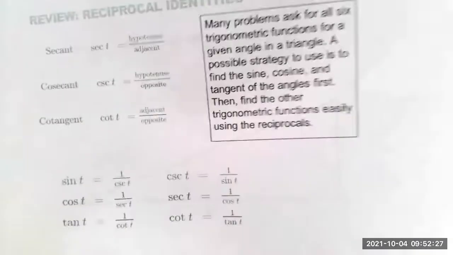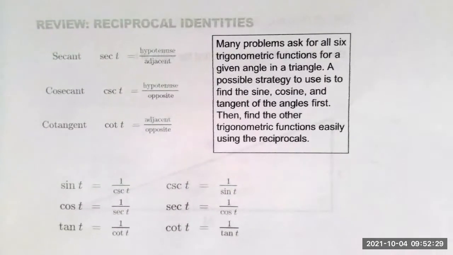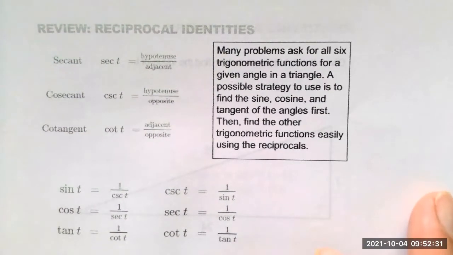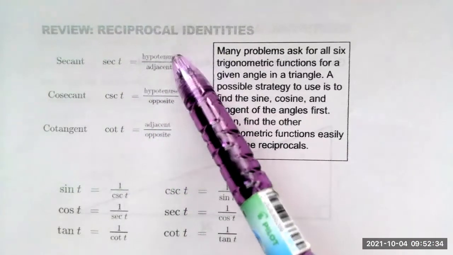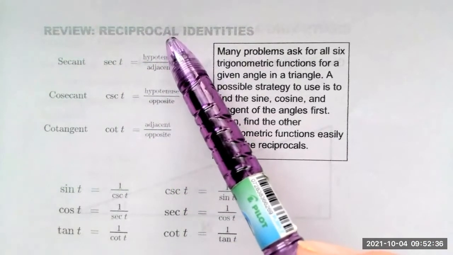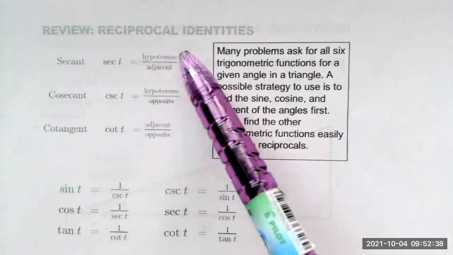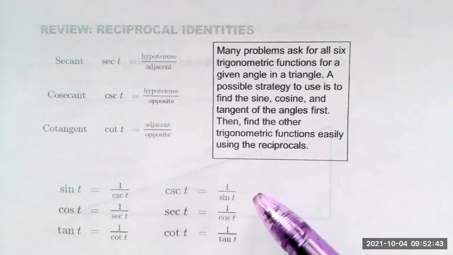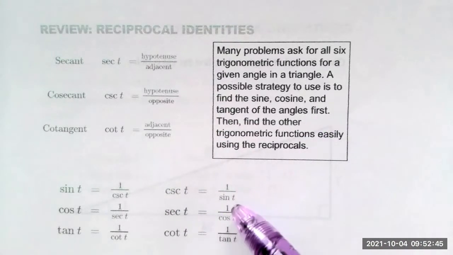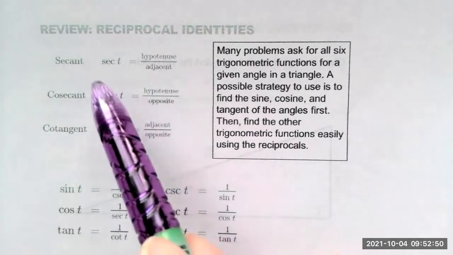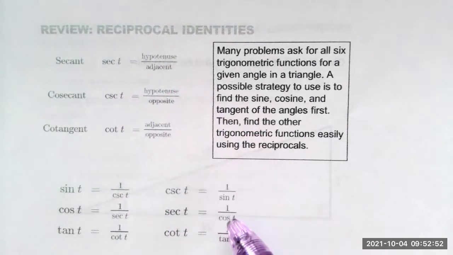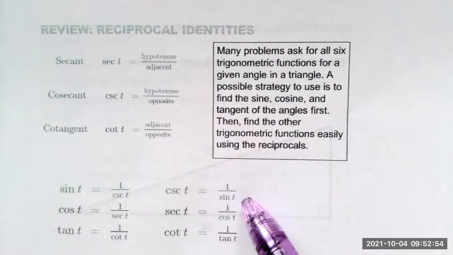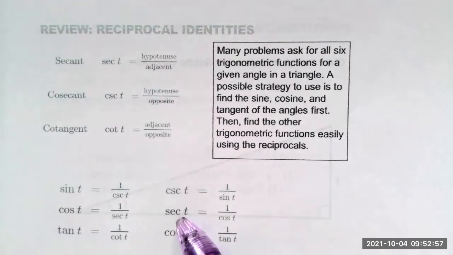And I'm going to remind you of some of the definitions. Definitions of reciprocal functions. Secant, we know, is hypotenuse over adjacent, or 1 over cosine. And then cosecant is hypotenuse over opposite, or 1 over sine, and cotangent is 1 over tangent.